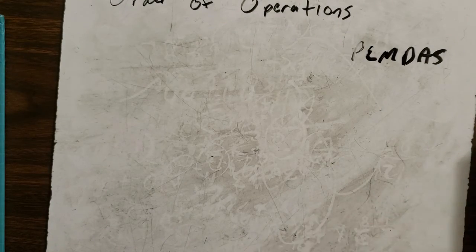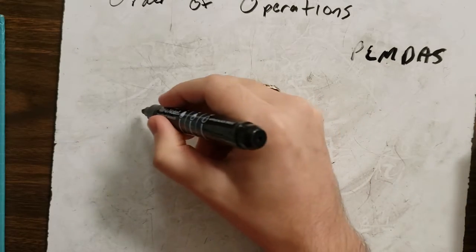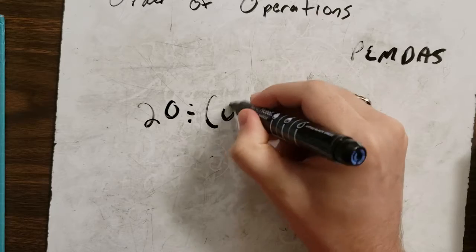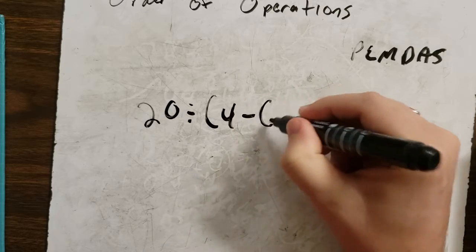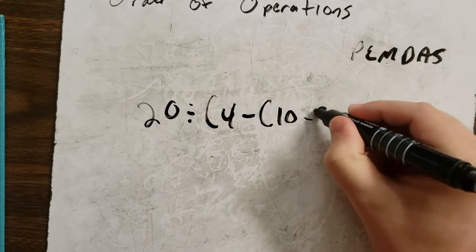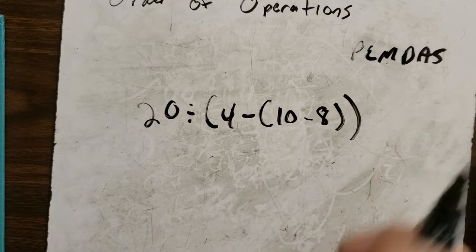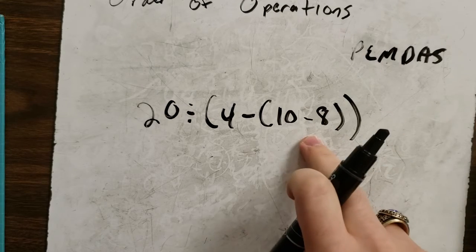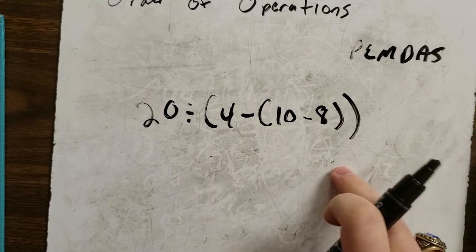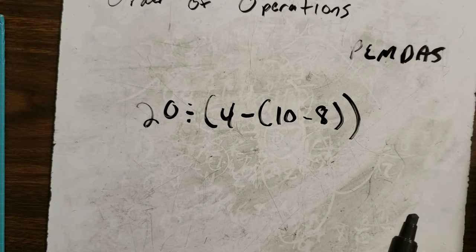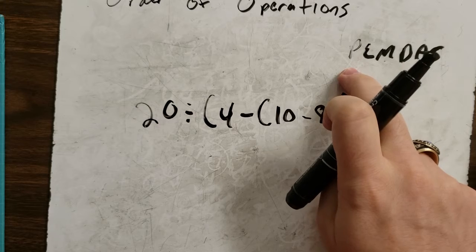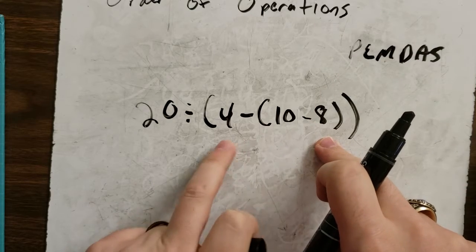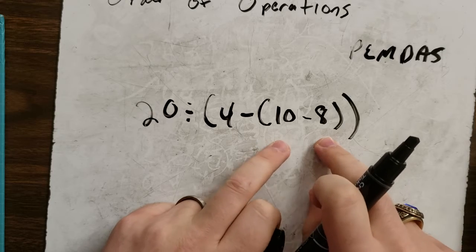Let's try something a little more complicated. 20 divided by parentheses 4 minus parentheses 10 minus 8, close parentheses, close parentheses. So if you look here, we have two sets of parentheses. We have our inside parentheses and we have our outside parentheses. So when you have this situation, we still do parentheses first, but we must do the inside parentheses before we do the outside. So start here.